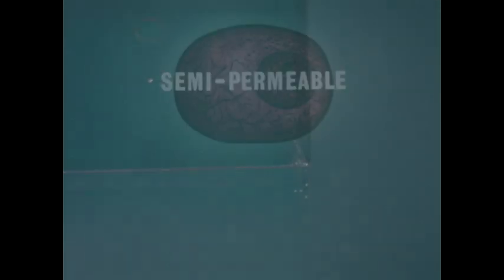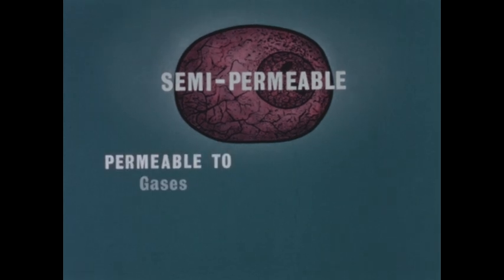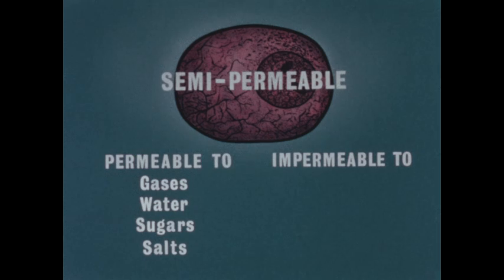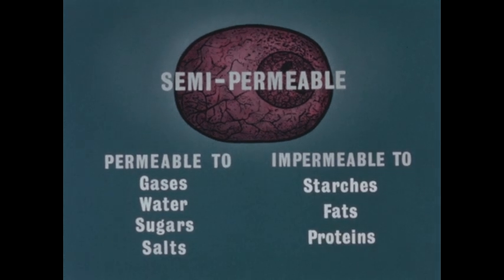A membrane that is permeable to some substances and impermeable to others is called a semi-permeable membrane. Semi-permeable membranes surround living cells. Such a membrane is generally permeable to such things as gases, water, sugars, and salts. It is generally impermeable to substances like starches, fats, and proteins.